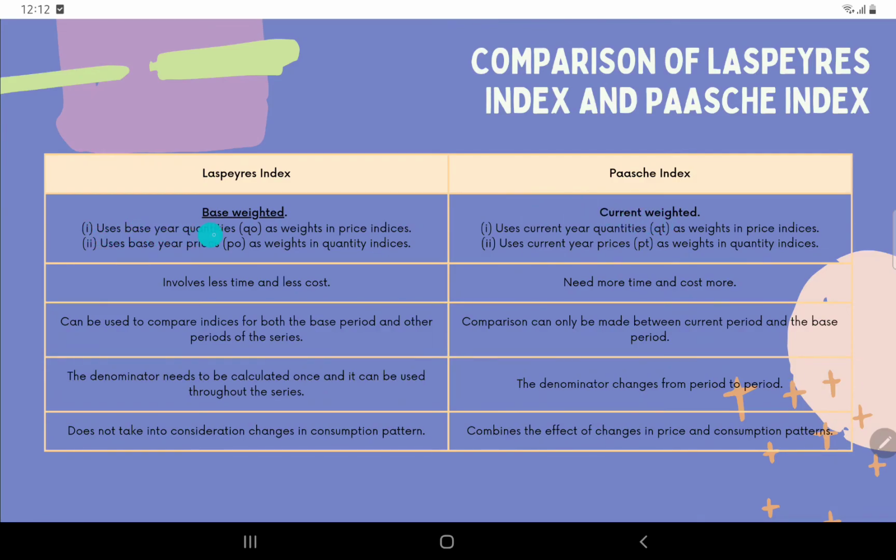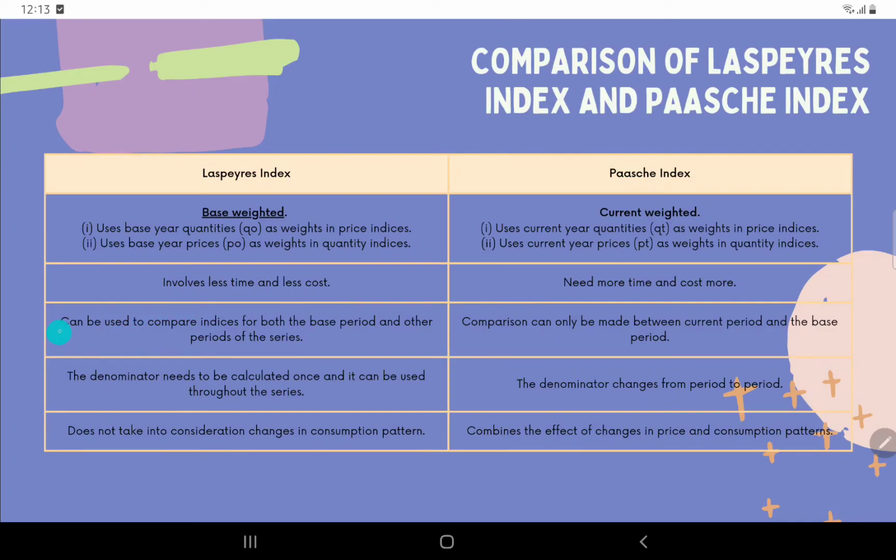We use the base year as weight, and we use the base year quantity and base year price as our weight in Laspeyres index. In Paasche index, we use the current year quantity and current year price as our weight. Okay, itu perbezaan dia. Second difference between Laspeyres and Paasche: in Laspeyres, we involve less time and less cost. Meanwhile, in Paasche index, we need more time and cost more.